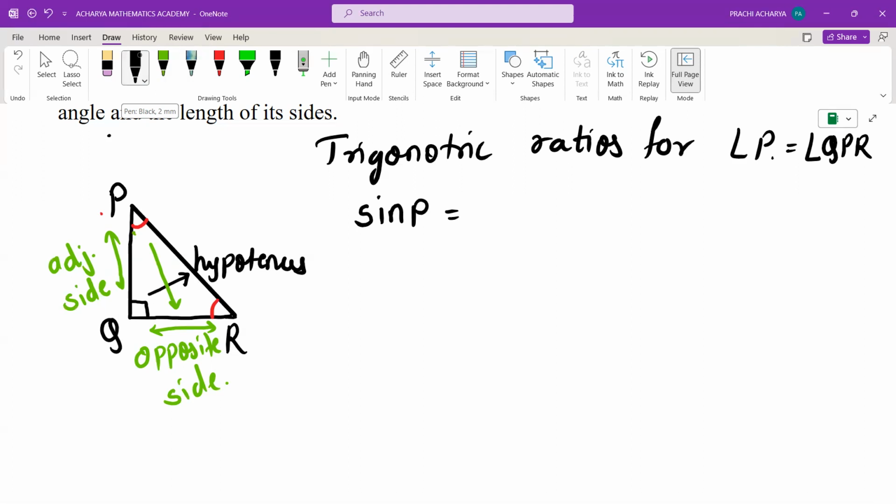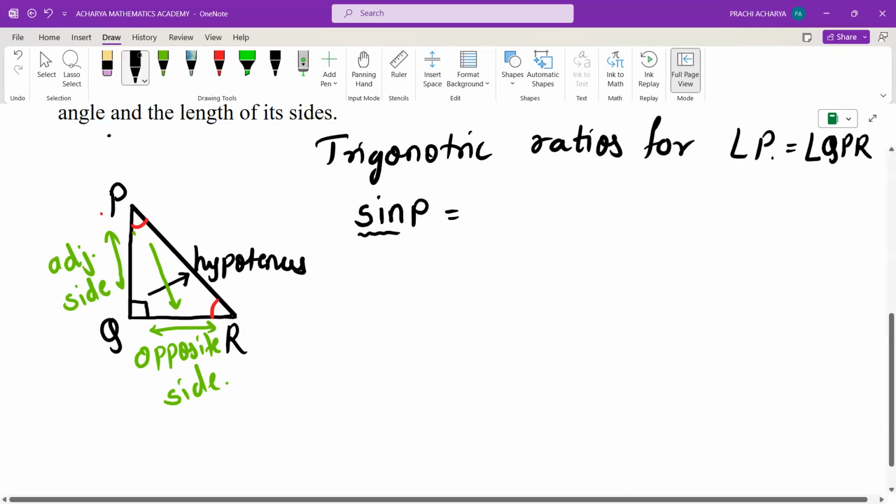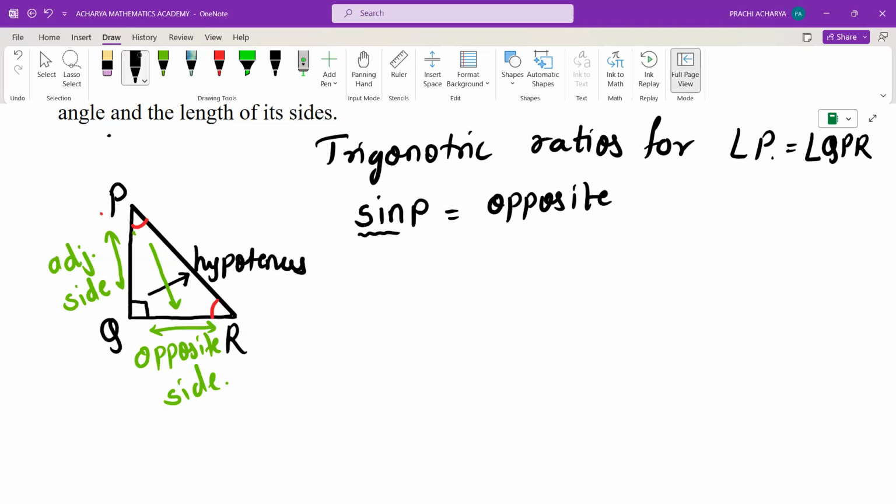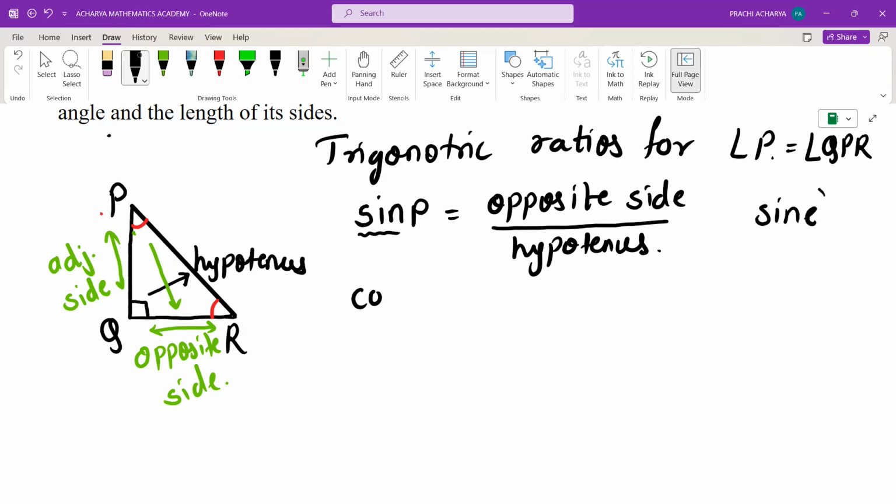So you just have to remember, what is in sin? Sin is always a ratio of opposite side upon hypotenuse. Then what is cos? What is cosine angle? If we have to take the full name, we can write them as sine, SINE. But in order to write in notations, we write them as sin P. Sin P is the ratio which shows the relation between opposite side and hypotenuse, right?